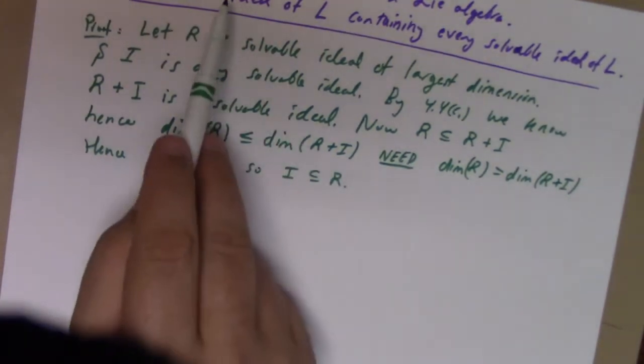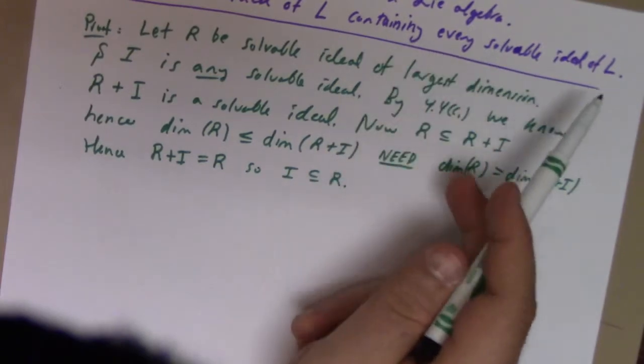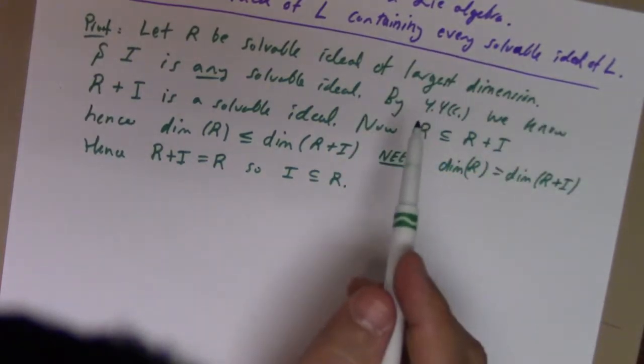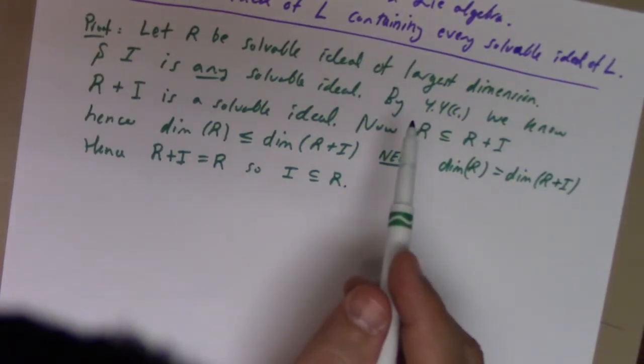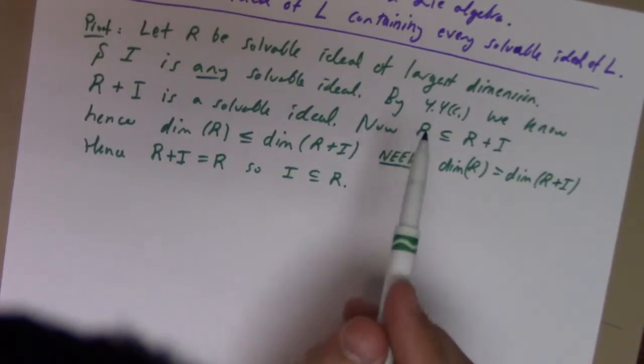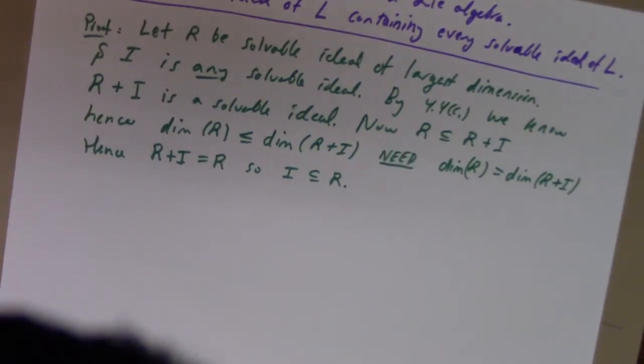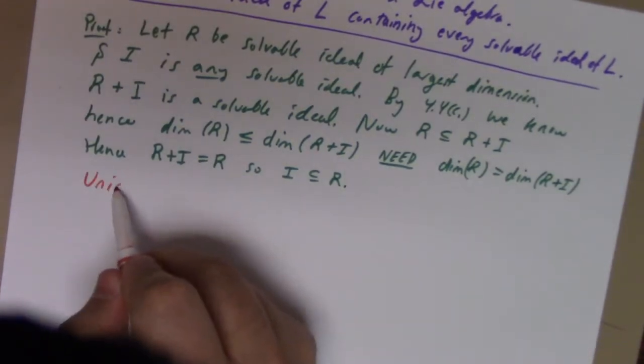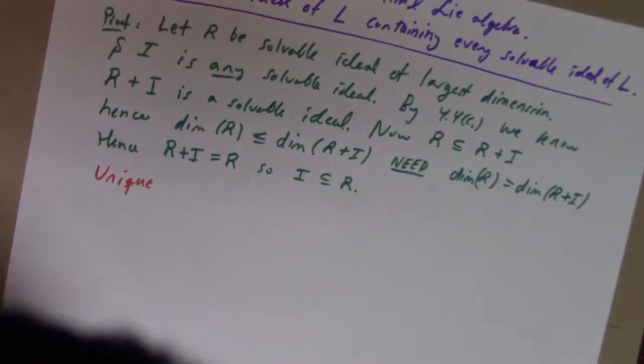And what we're trying to prove is that there exists a unique solvable ideal of L containing every solvable ideal of L. So we should do uniqueness now. Hmm. Can we get away with not doing uniqueness? He does not have a proof of uniqueness here. It says unique in there.